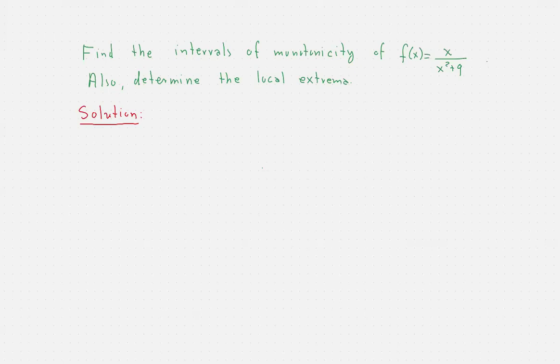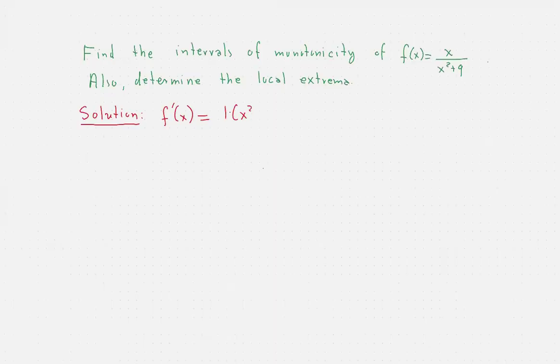Okay, so what is the derivative? The derivative can be easily found by using the quotient rule. So it's the derivative of the numerator times the denominator minus the numerator times the derivative of the denominator divided by the denominator squared. And this, of course, will give us 9 minus x squared. We have x squared minus 2x squared over x squared plus 9 all squared.